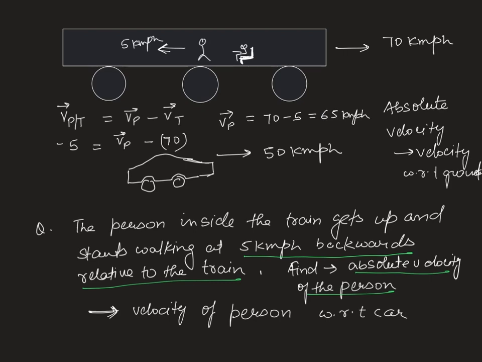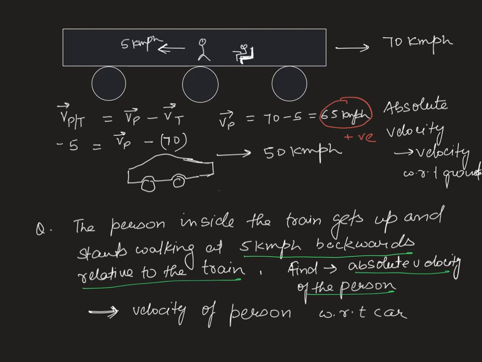And you can understand here that this 65 kmph comes out to be positive. That means this particular person who just got up and started walking is effectively traveling forwards. He is not traveling backwards. So that's that. Now comes the second question.